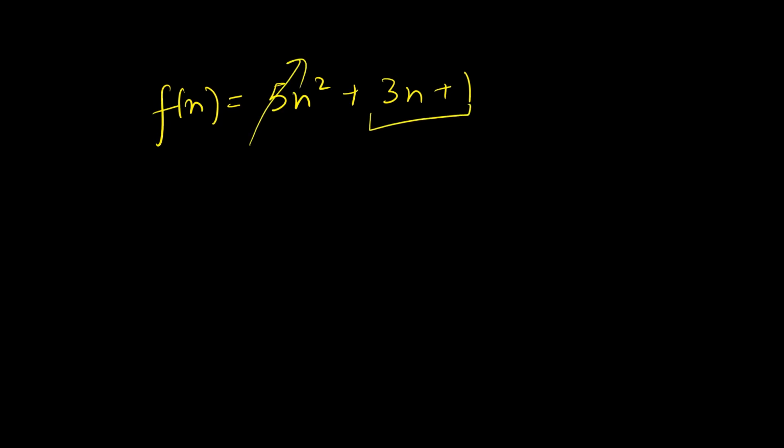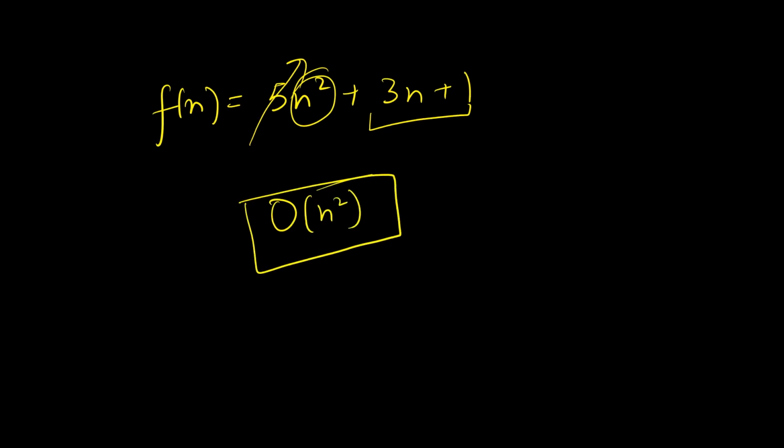To understand this concept better, let's take another example. Let's say we have a function f of n given by 5n square plus 3n plus 1. To find the time complexity of this function, we ignore all the lower degree terms as well as the coefficient of the highest degree term. We only consider the highest degree variable. So the time complexity of this function is of order n square.